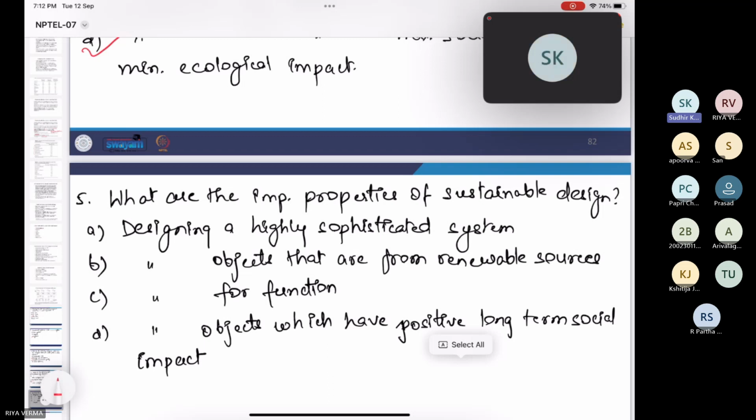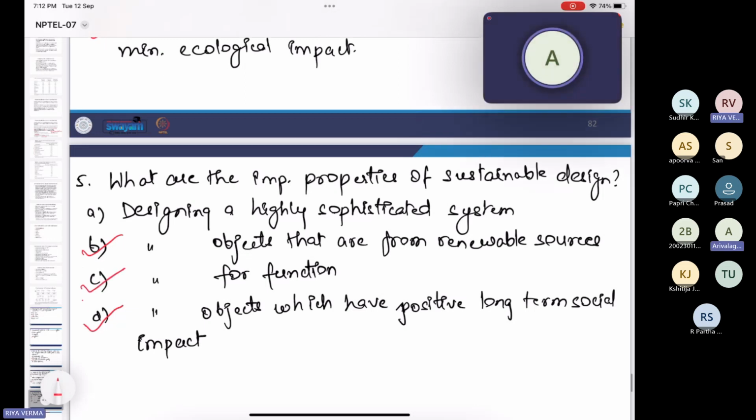B and D. B is right, D is right, and one more is there. Maybe C, yeah? C. Yes, we should design for function in a sustainable design, right?